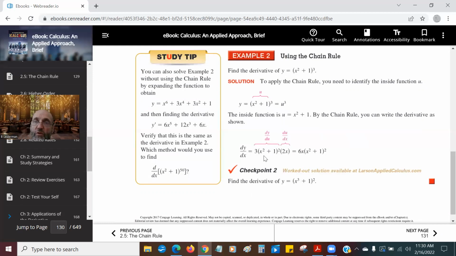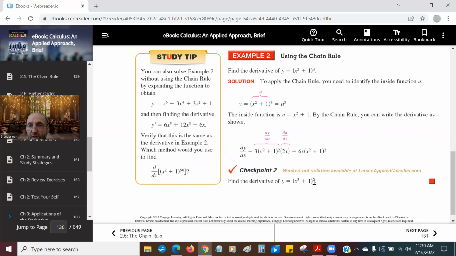That's my u. So it's 3u squared times the derivative of u. Well, what is u? u is x squared plus 1. The derivative of that is 2x. So the answer is 3 times (x squared plus 1) squared times 2x. And then if you clean that up, it becomes 6x times (x squared plus 1) squared. And that is the composite function. That is the derivative. Let's look at this one.